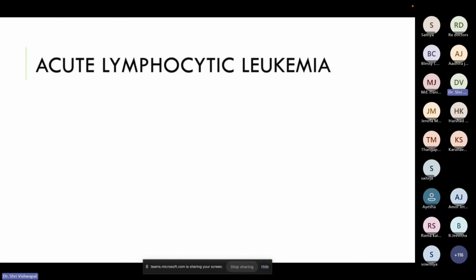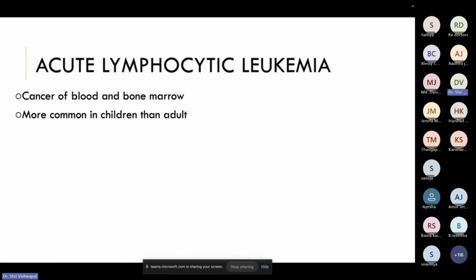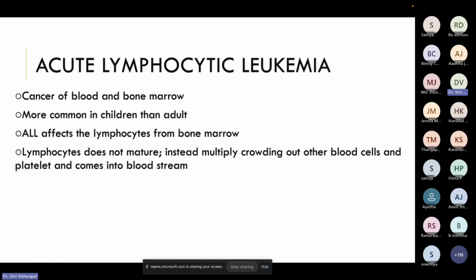And acute lymphocytic leukemia. This is a cancer of the blood and bone marrow. It is more common in children than in adults. ALL affects lymphocytes from the bone marrow. The main mechanism here is that lymphocytes do not mature, and they get crowded and don't allow cells to get out and come into the bloodstream. This can be due to genetic mutation.